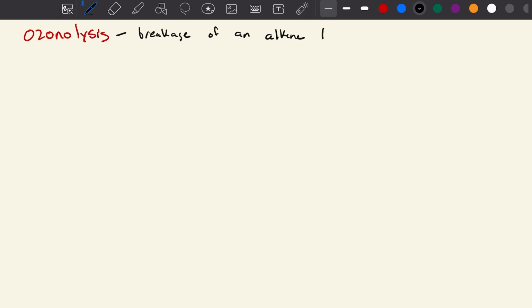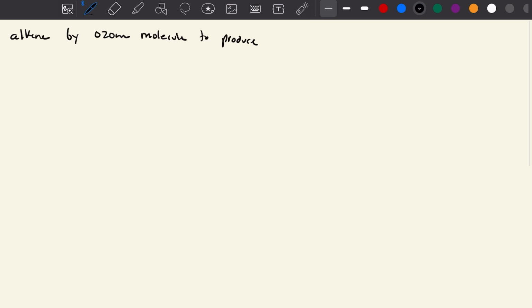Today we're going to be discussing ozonolysis. So I'll just write this out for you guys. Ozonolysis. So basically what ozonolysis is, it's just the breakage of an alkene by an ozone molecule to produce carbonyls.